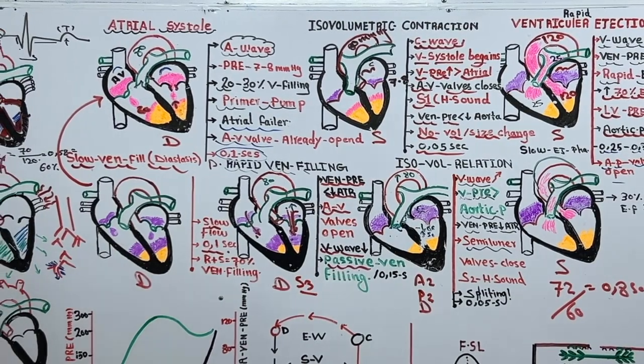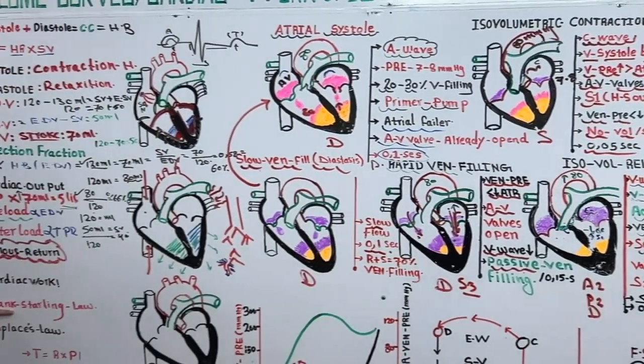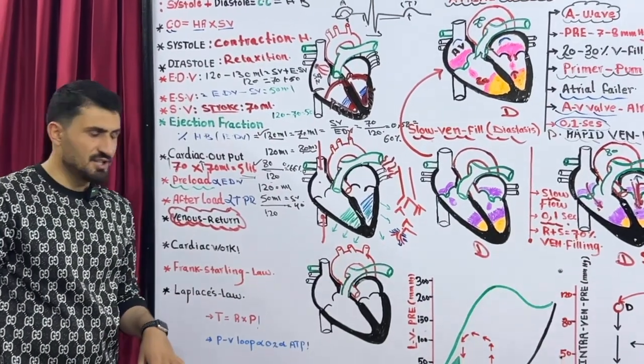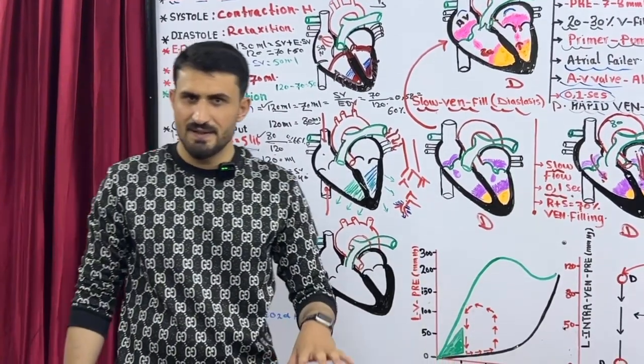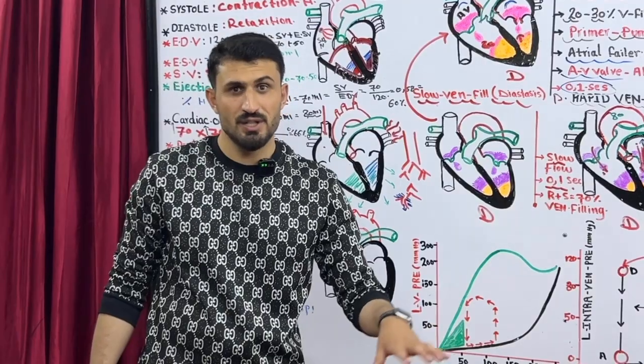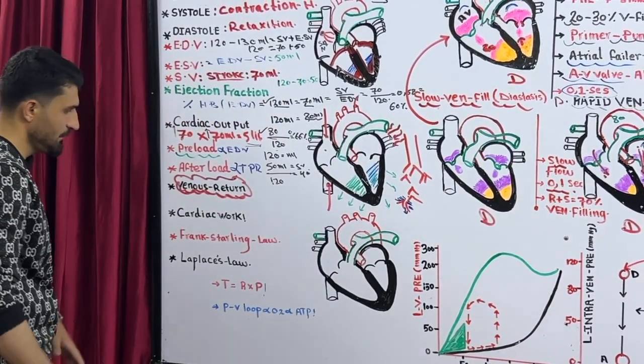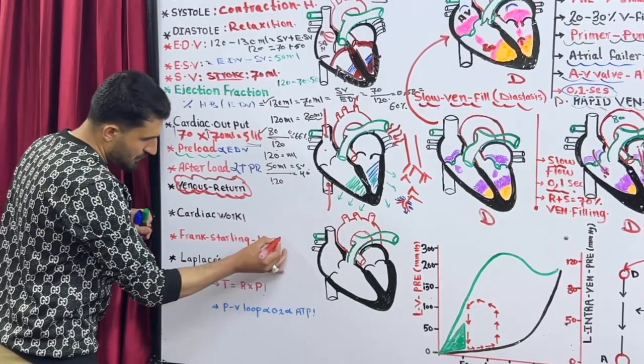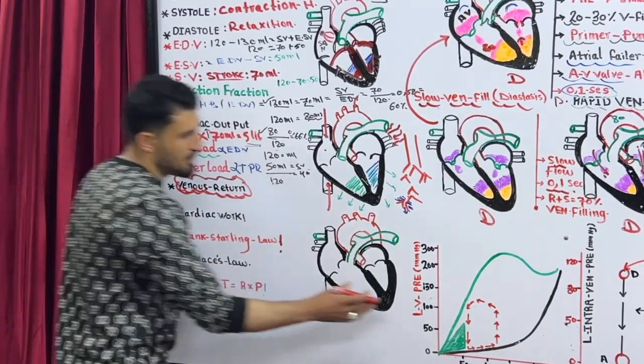Okay, now let me explain Frank Starling law, cardiac work, and Laplace's law because they are so important, specifically in clinic and diseases, and also in treatment of different types of disease. Now, first of all, about Frank Starling law, then we will talk about these curves.